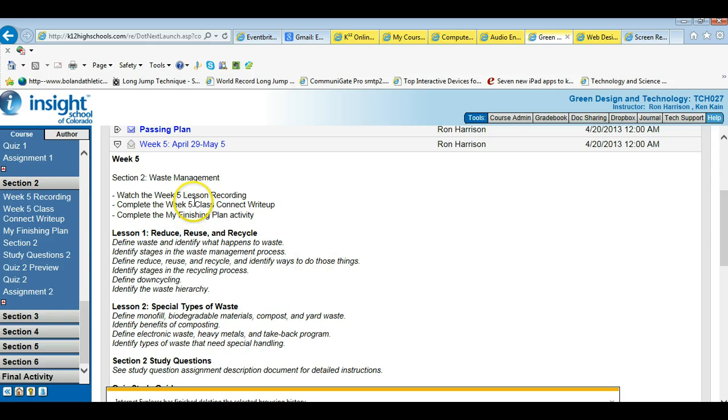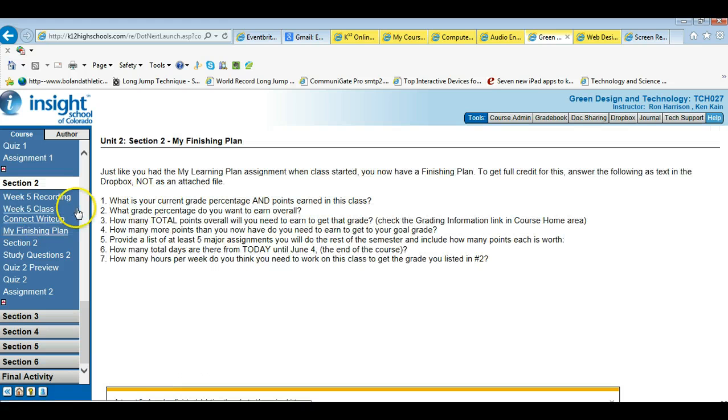For this week, the work you have, the Class Connect write-up, of course, each week you have those, but you also have something called My Finishing Plan, which is some real easy points. All you do is answer these questions. Like, what is your current grade percentage and the points earned in the class? Make sure you answer both parts of that. What grade percent do you want? Like 60%, 70%, 80%? What do you want?